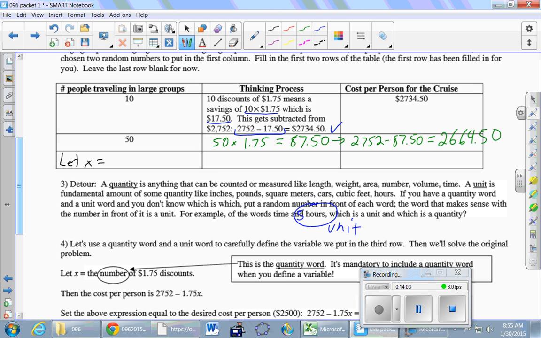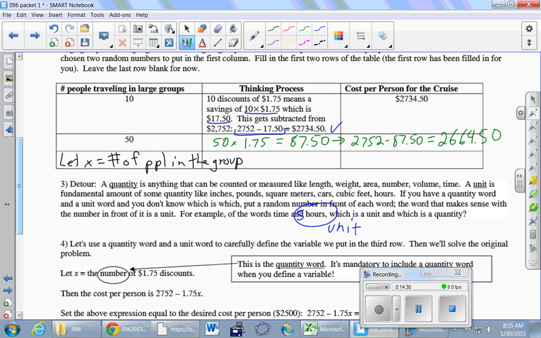We want to make the cost $2,500. Which means finding the number of people it will take to do that. So that's what our variable is going to be. X is the number of people in the group. We'll get 2,500 in when we write our equation. It doesn't belong in the definition. X will just be the number of people in the group.